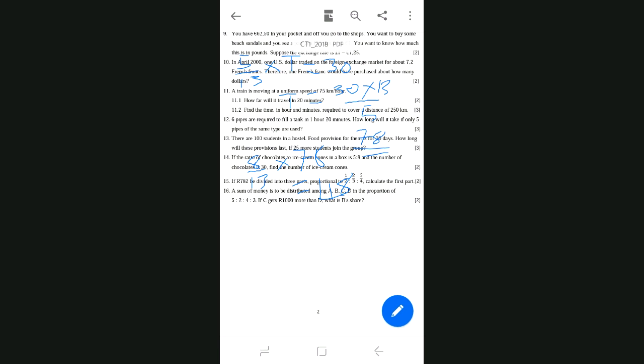Now, the next one says this. If 782 rand is divided into 3 parts, 1 is to 2, 2 is to 3, and 3 is to 4. Calculate the first part. So first of all, we must add 1 over 2 plus 2 over 3 plus 3 over 4.